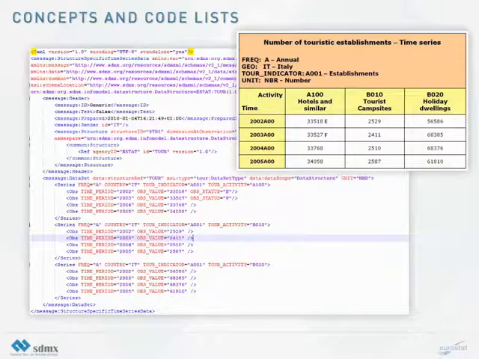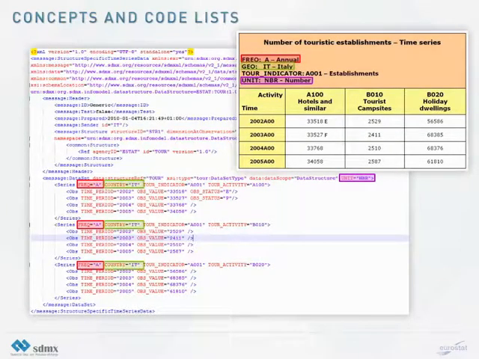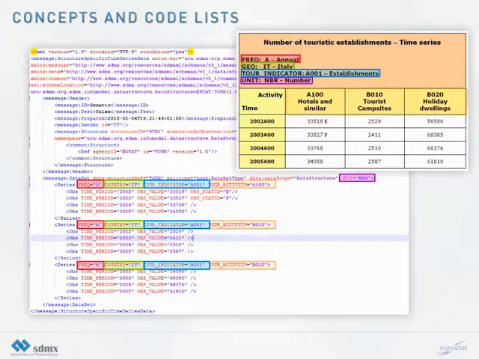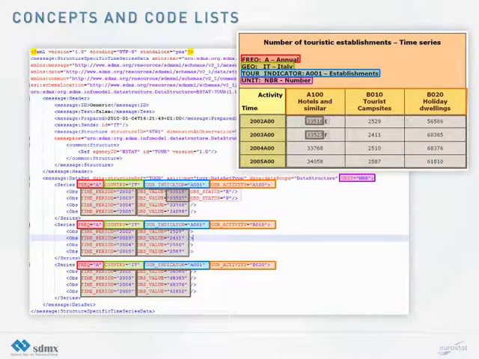Each information in the table is placed into the dataset with its corresponding concept name: unit, frequency, country, tourism indicator, tourism activity, time, observation value, and observation status.